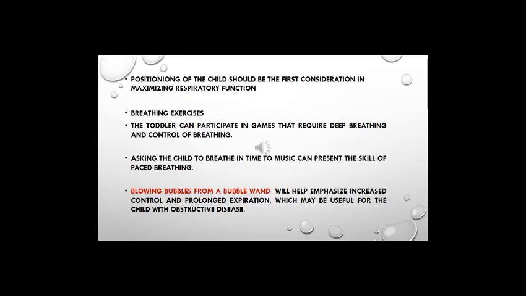Regarding increasing the lung volume, positioning of the child should be the first consideration in maximizing respiratory function. A toddler can participate in games that require deep breathing and control of breathing. Asking the child to breathe in time to music can present the skill of paced breathing. Blowing bubbles from a bubble wand will help emphasize increased control and prolonged expiration, which may be useful for the child with obstructive disease.